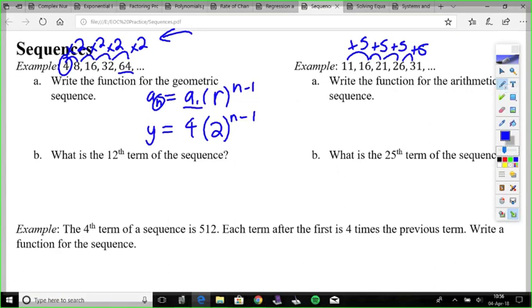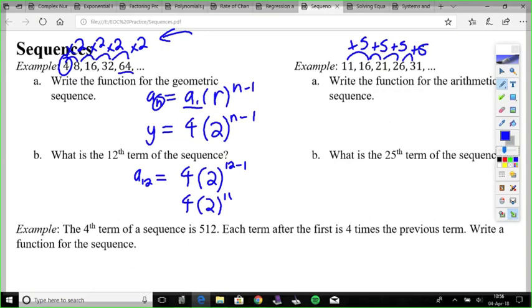Now, what is the 12th term in the sequence? That means you're just going to plug in 12. So if you want to know what the 12th term is, you're going to do 4 times 2 to the 12 minus 1 power. If you simplify that, it's 4 times 2 to the 11th power. Just plug that in your calculator and see what you get. I don't have the answer on me right now, and I know it's on your paper already, so I'm not going to go through the calculator to get that.